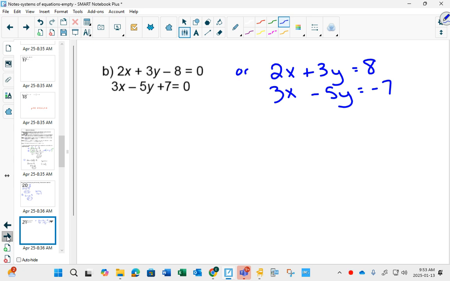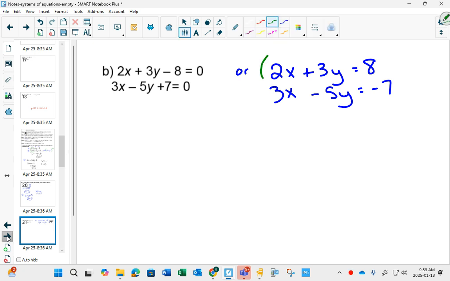The problem right now is if I add them, neither the x's or the y's would eliminate with each other. I need to get the coefficient, which is the number in front, to be the same, and for one to be positive and one to be negative, so that I can add them together. And you can choose to eliminate x or to eliminate y. You've got some choice here. Both will work. It's just a matter of which one you want to eliminate. So let's say I decide to eliminate the x's.